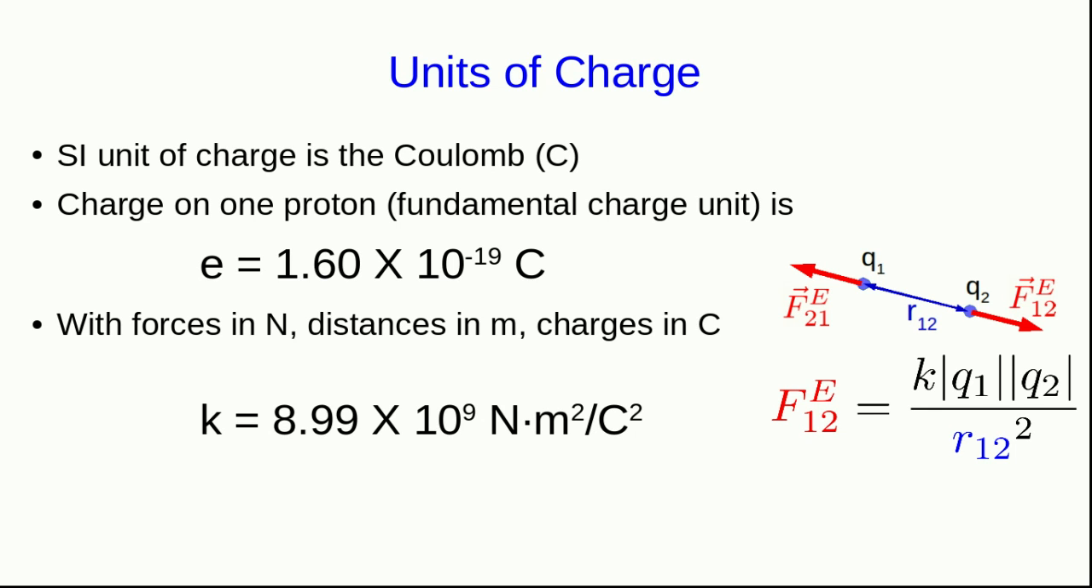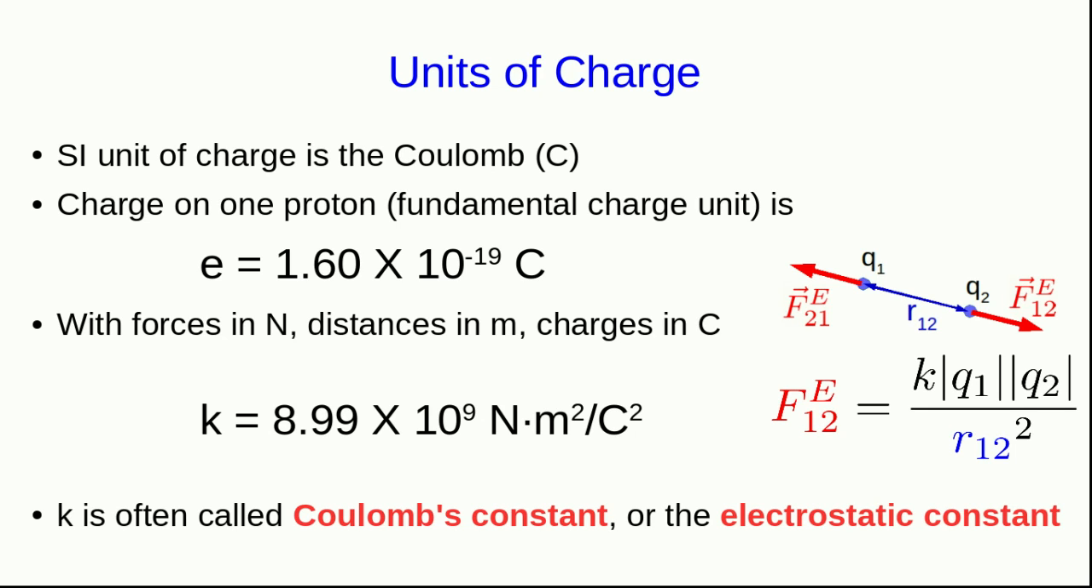Now that we know what the units of the proportionality constant k must be, we can write down the value, and you can think of this as something we just measure. It's 8.99 times 10 to the 9 newton meters squared per coulomb squared, or about 9 times 10 to the 9 newton meters squared per coulomb squared. k, the constant, is often called Coulomb's constant, but it goes by a variety of other names. It's also called the electrostatic constant or the Coulomb's law constant. I'll tend to just call it k.